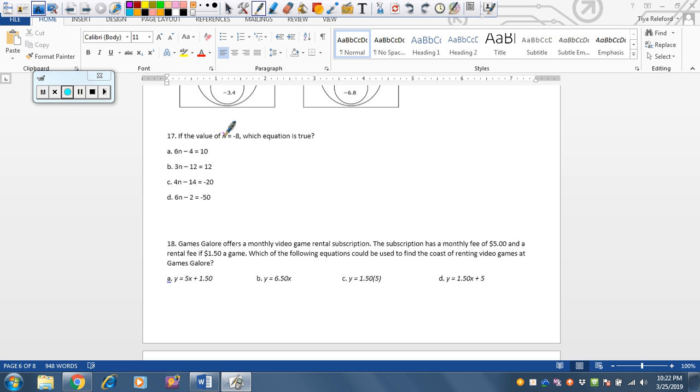Number 17 says if the value of n equals -8, which equation is true? I suggest substituting -8 for n. So this is going to be 6 times -8. Multiply first. Is -48 minus 4 equal to 10? If it is, that's your answer. If it's not, you've got to do the next one.